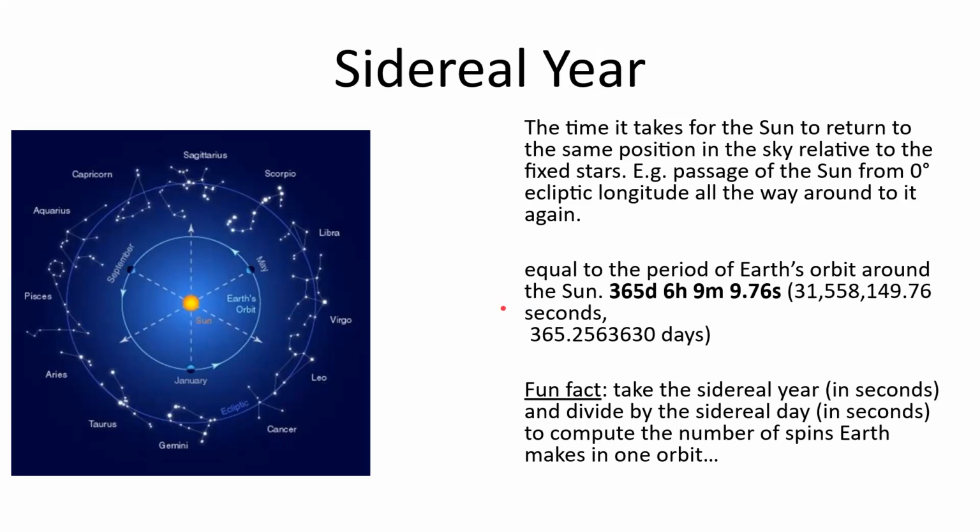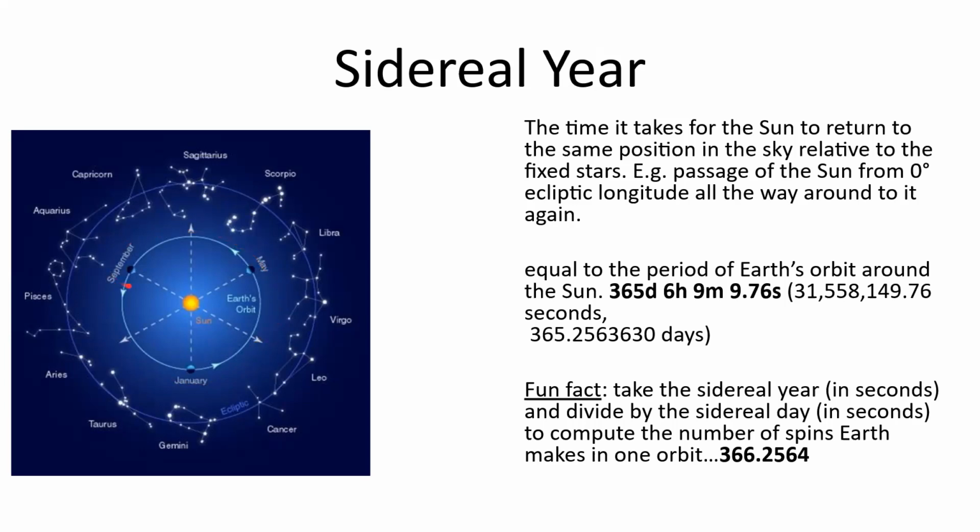Take the number of seconds that you have in a sidereal year and divide it by the number of seconds in a sidereal day, and you will get 366. There are 366 sidereal days in one sidereal year, and that is the number of spins that Earth makes. So Earth spins 366 times every one orbit around the sun.